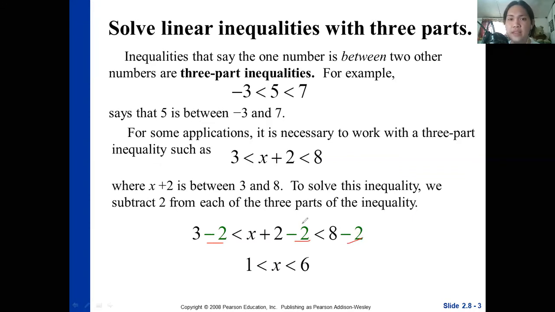So the 2 will be eliminated and x will be left at the center. 3 minus 2 is 1, and 8 minus 2 is 6. That's why our answer is 1 less than x less than 6. I want you to remember that, a very important concept about linear inequalities with three parts.